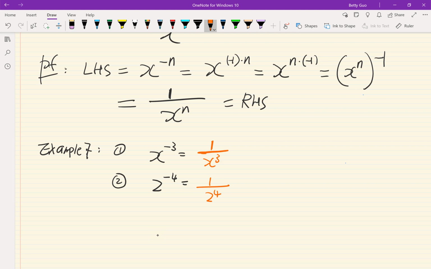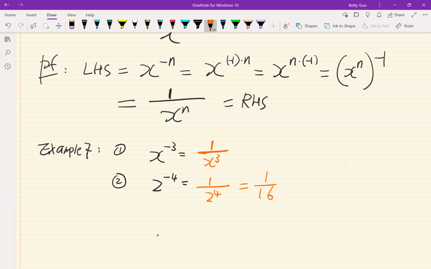Am I clear? What is 2 to the power of 4? 2 to the power of 4 is 2 times 2 times 2 times 2. What is it? 16, yeah. So the answer is 1 over 16. Yeah, you need to know something like that for test 4.